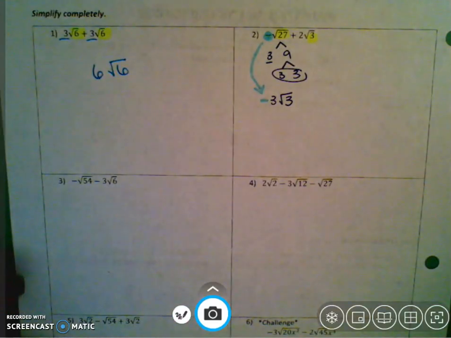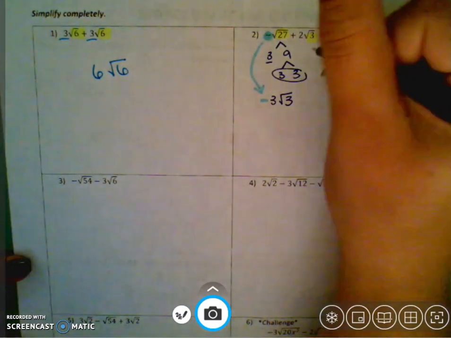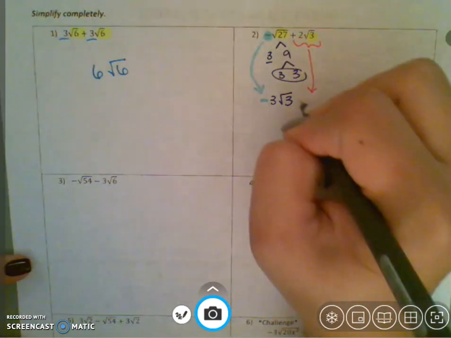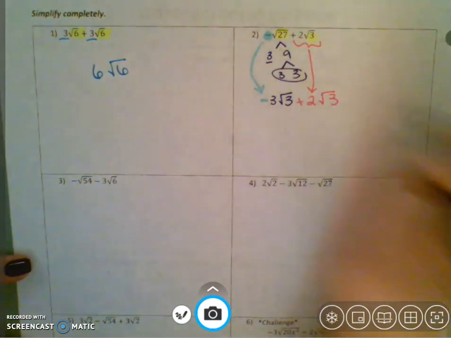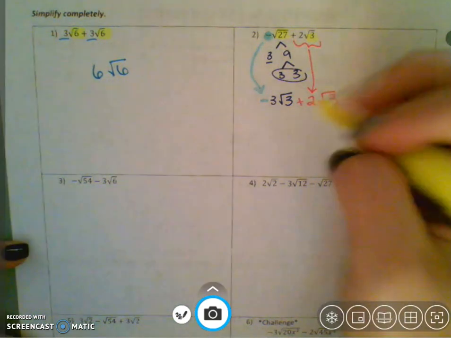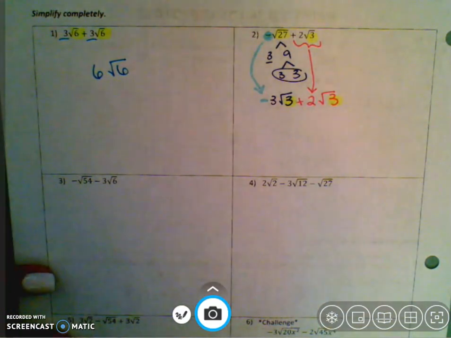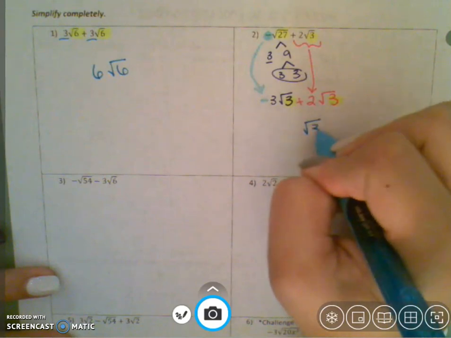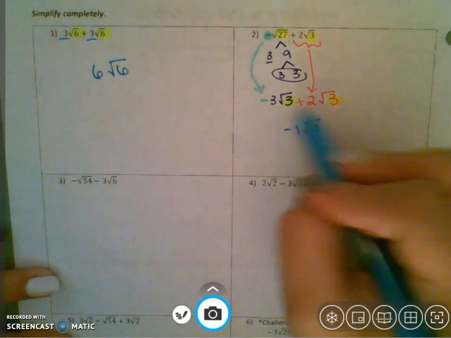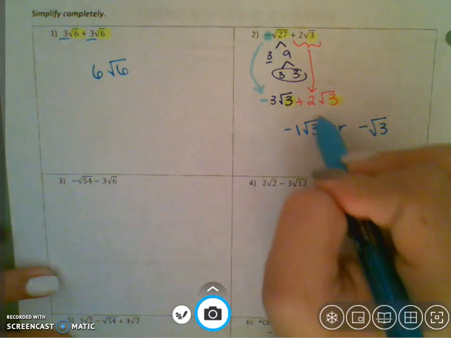Then we kind of forgot about the other piece. All of this work was just the 27. I also need to bring down this 2 square root of 3. Now you always have to check, can I add these together or am I finished? They are both square roots of 3, so you can add them together. Negative 3 plus 2 is a negative 1, so you can write it like this, or you can just write negative square root of 3.